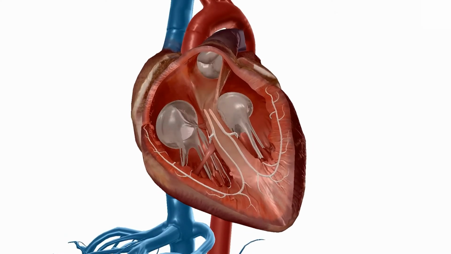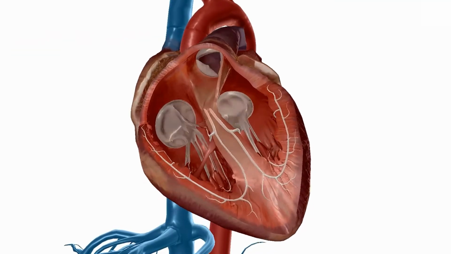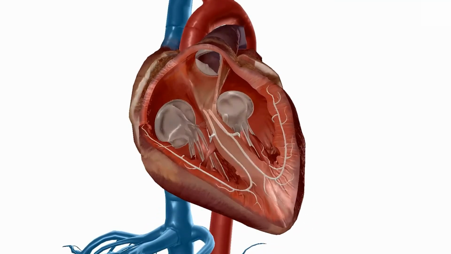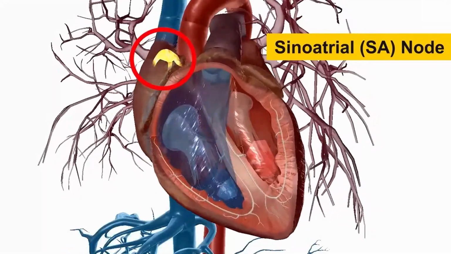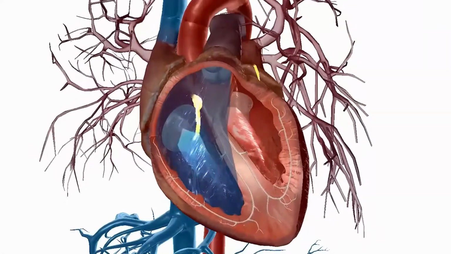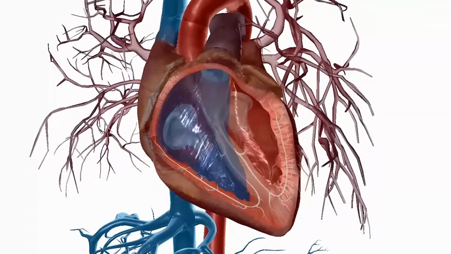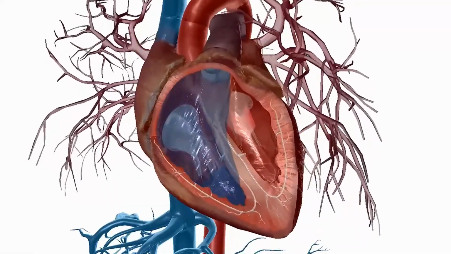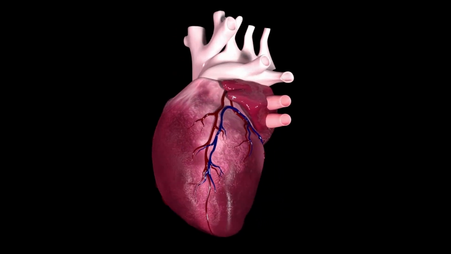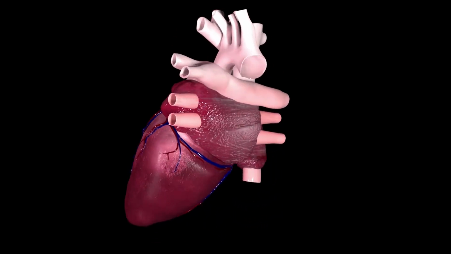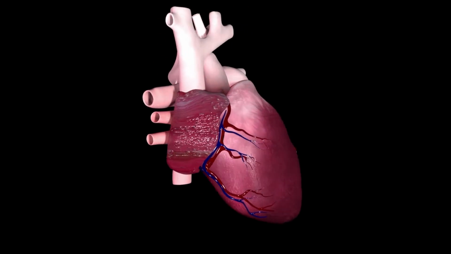Another fascinating feature is the heart's intrinsic conduction system. The heartbeat is controlled by specialized cardiac cells, not the brain. The sinoatrial, or SA, node, located in the right atrium, is the heart's natural pacemaker. It generates electrical impulses that spread across the heart muscle, causing it to contract in a coordinated manner. This system is self-regulating, and the heart can even continue beating temporarily when removed from the body, as long as it has nutrients and oxygen.